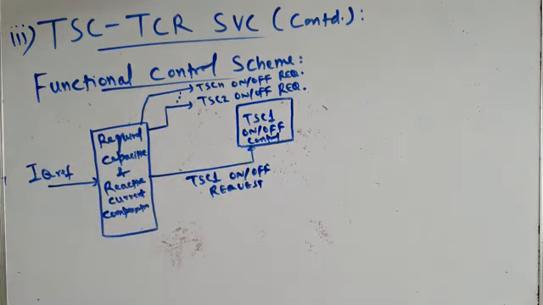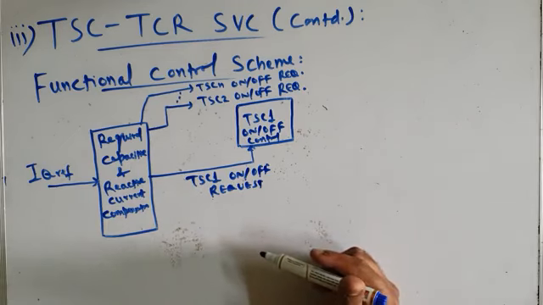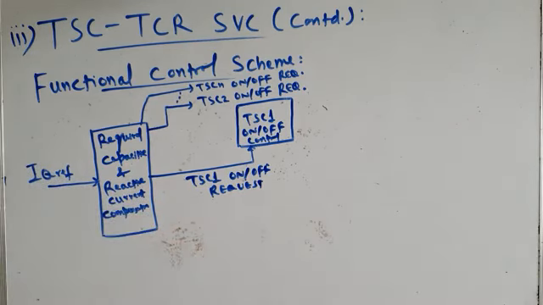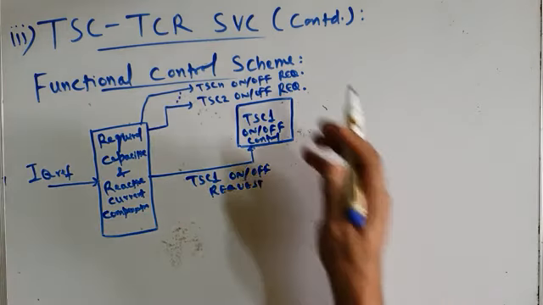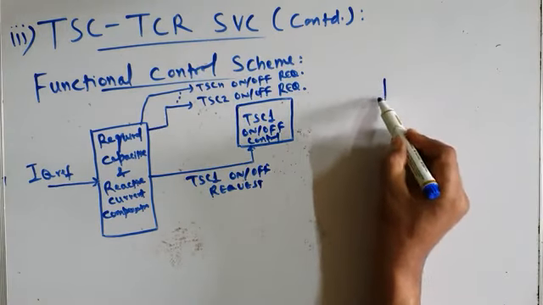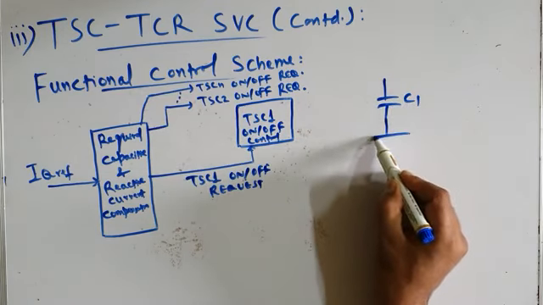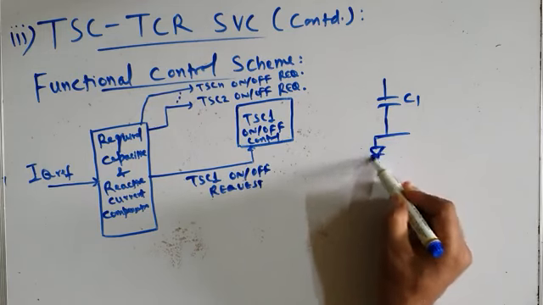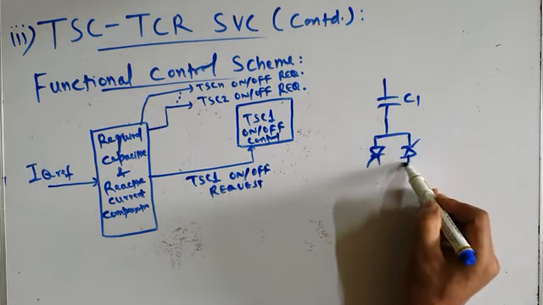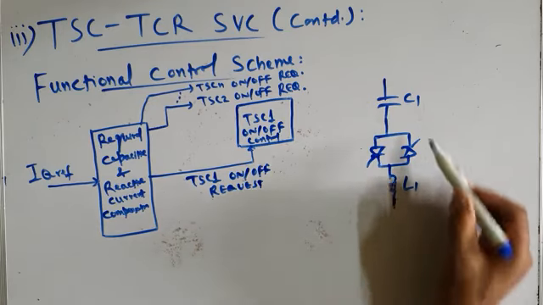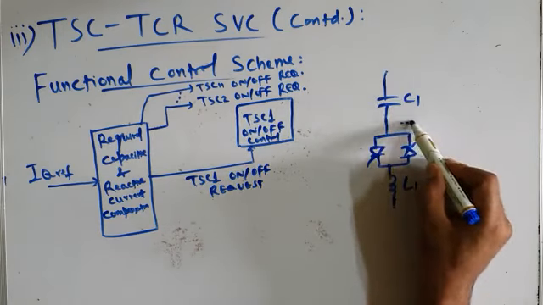Similarly, there may be n number of TSC branches. TSC is thyristor switched capacitor. How many of them will be turned on at a time will be decided by this IQ ref, that means how much reactive power compensation has to be done. Now this is our TSC. Say one TSC. There may be n number of TSC branches, but let me show just one TSC branch.